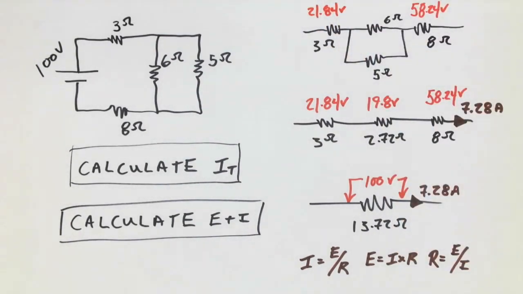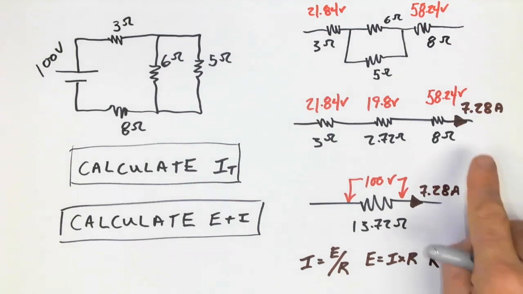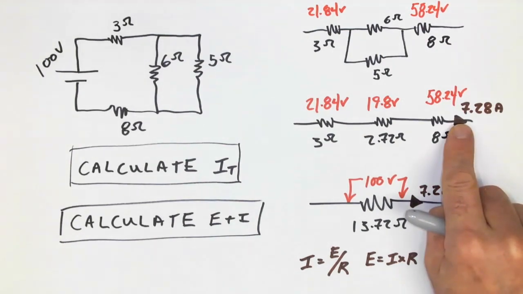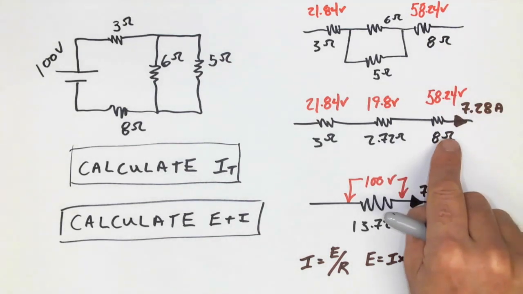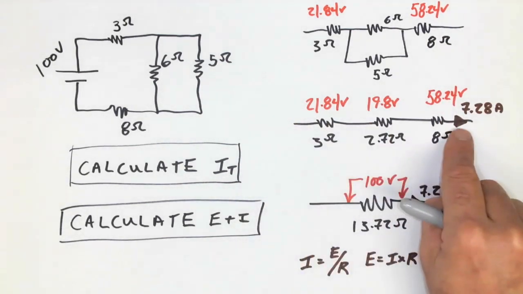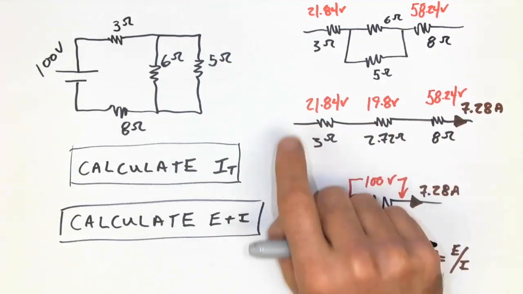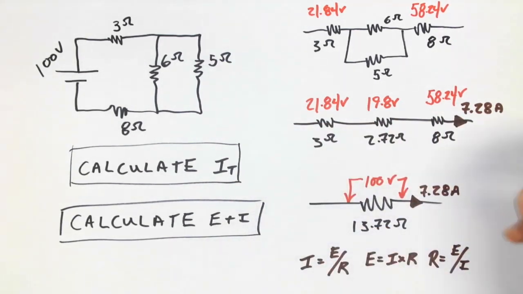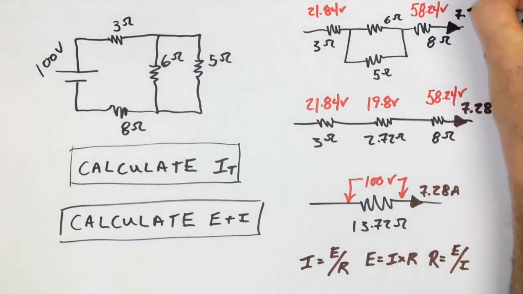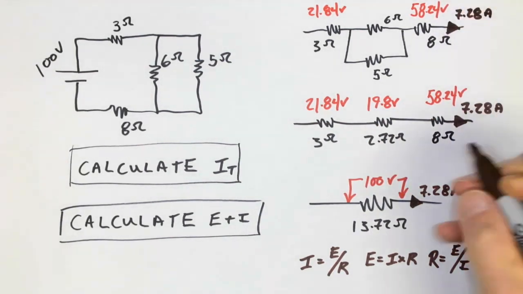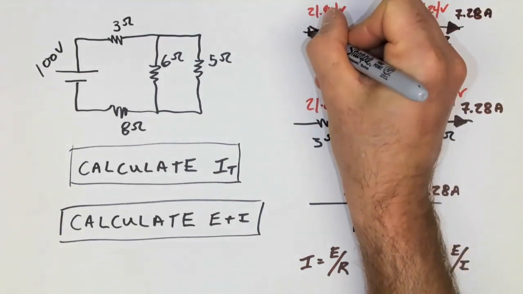What about the current values? Well, the current value of 7.28 amps should still be the same, as we see the 8 ohm resistor has not changed. And remember, it's a series circuit, so that would also mean that the 3 ohm resistor has the exact same amount of current. So 7.28 amps and 7.28 amps.